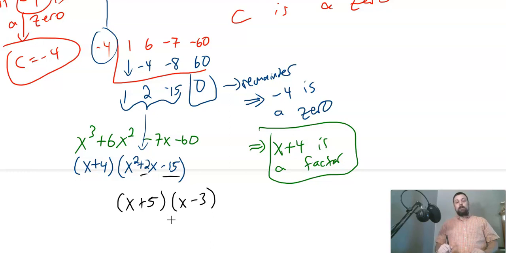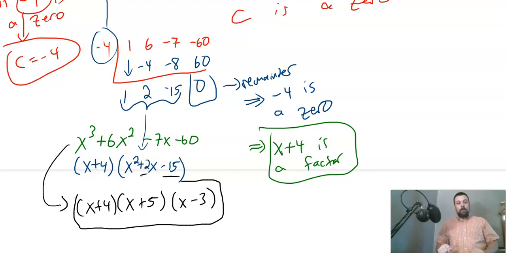Positive 5 and negative 3 multiply to negative 15. They add to give me positive 2. So that's how that one will factor. And then the x plus 4 is still a factor, so we copy that down. And so we just factored this polynomial.